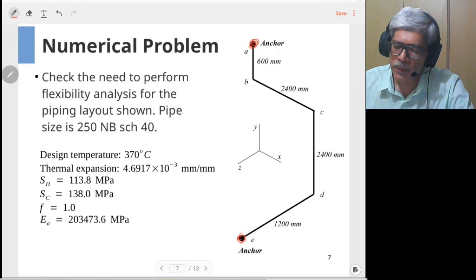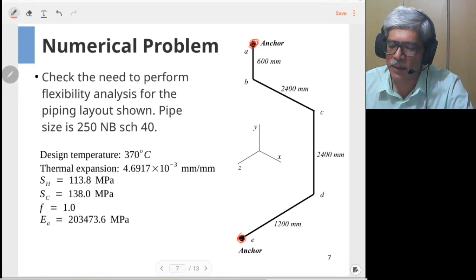And then we have the pipeline. The coordinate system is as shown here. So the vertical axis is y-axis and x and z are in the horizontal plane. So the leg A to B is in y direction, then B to C is in x direction, C to D is again in y direction, and D to E is in z direction. And the lengths of each of the sections are given here.